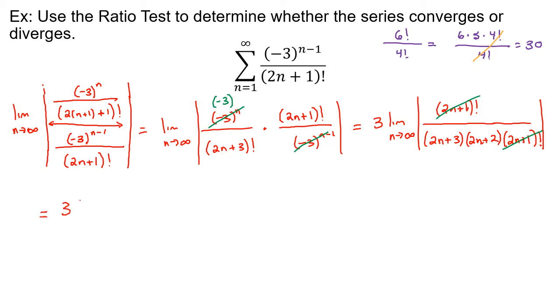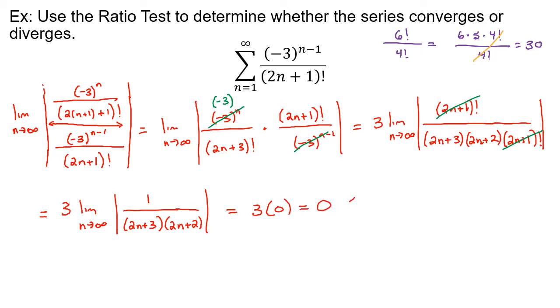So this becomes a 3 times the limit as n goes to infinity of 1 over 2n plus 3 times 2n plus 2. Now, as you're going to infinity, these absolute values actually don't matter at this point because we're plugging in positive values for n. Positive numbers added with a 3 or a 2 are still going to be positive. So the absolute values you could probably drop off at this point if you wanted to. But as you're going to infinity, there's more n's on the bottom than there are on top. So that limit will eventually go to 0, which is less than 1.